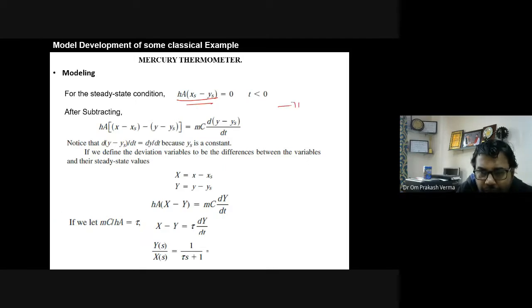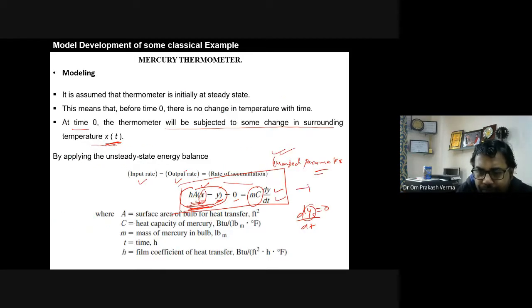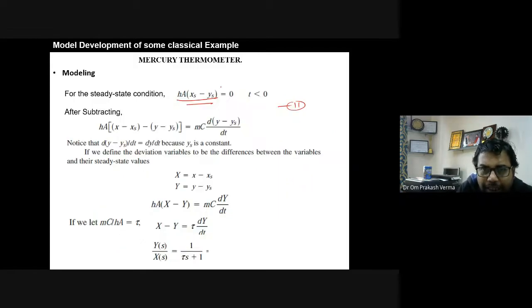Let's say this is equation number 2 and this is equation number 1; subtract them. Basically this is d by dt of ys, which is equal to 0. So we write equation 1 minus 2. Now this is the deviation variable. Write the equation in terms of the deviation variables x minus xs and y minus ys. So we have written this in terms of these.